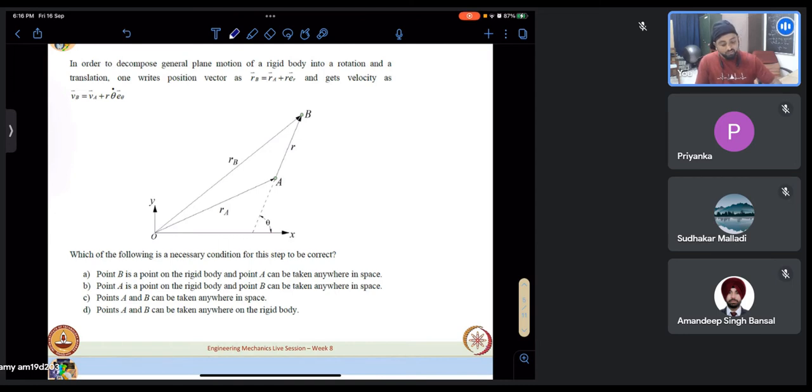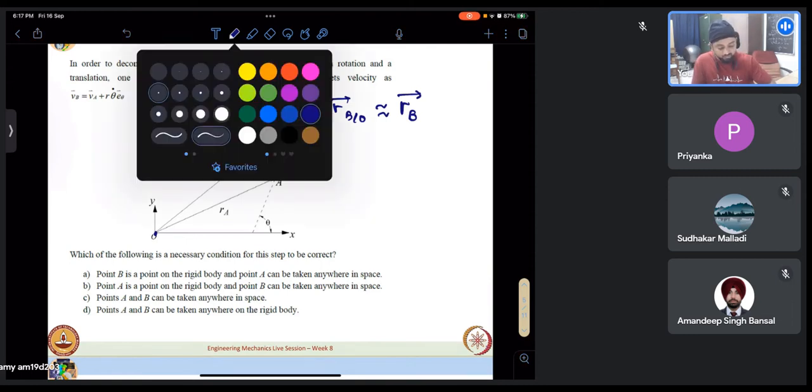In order to decompose general plane motion of a rigid body into a rotation and a translation, one writes the position vector. The position vector of this point RB is written with respect to O. Since O is the origin, we generally omit writing RB with respect to O. It is understood that we are writing it with respect to the origin. That is the easy convention that has been followed here.